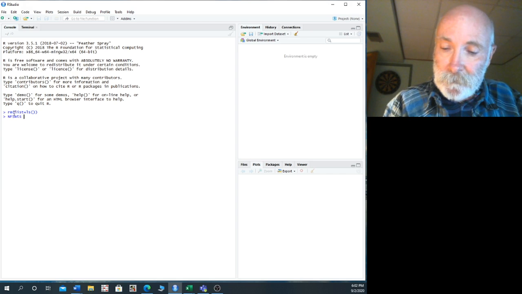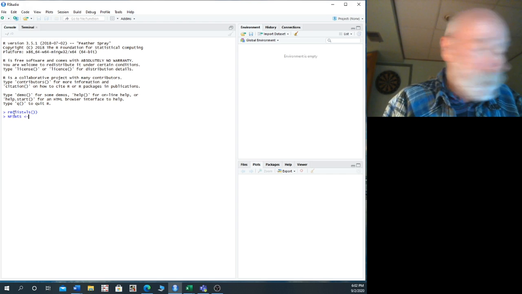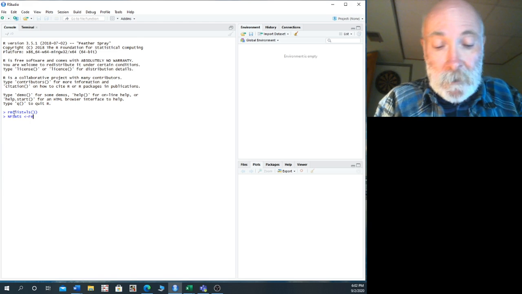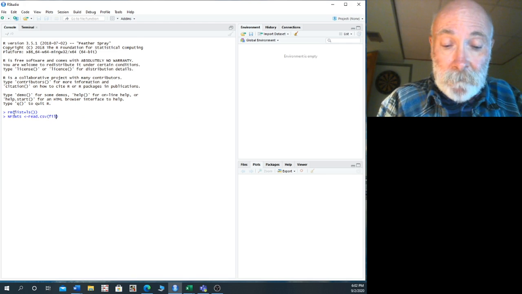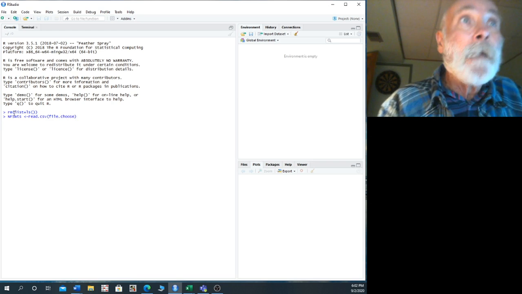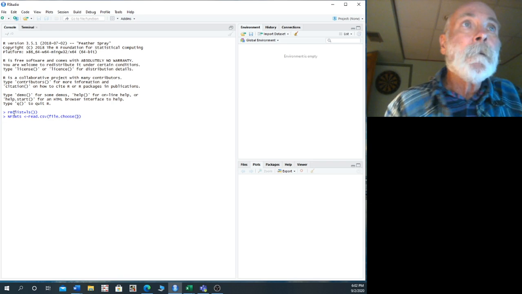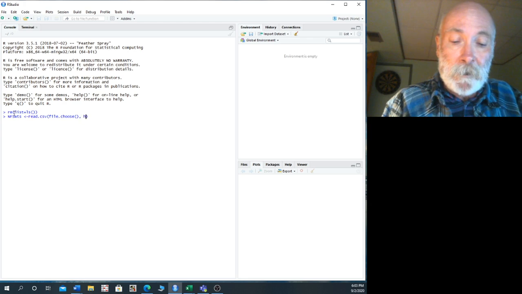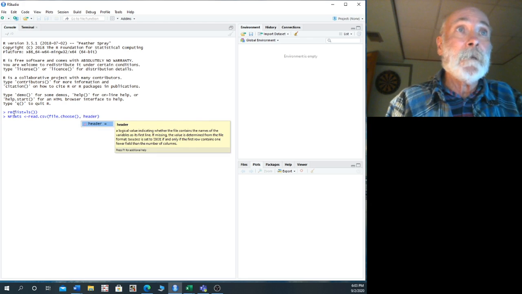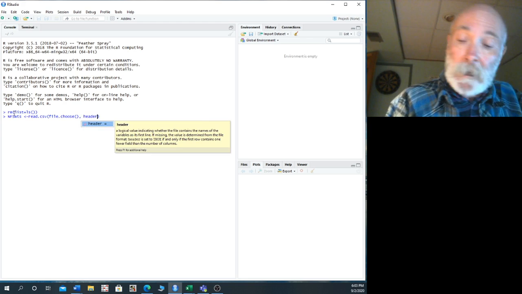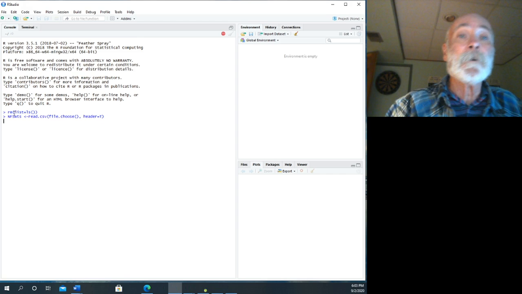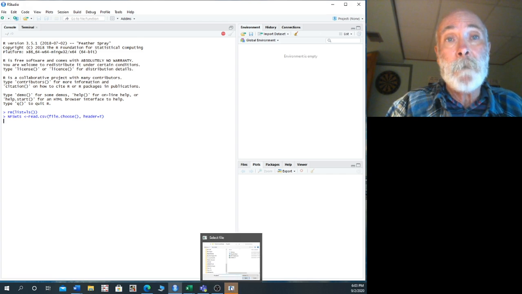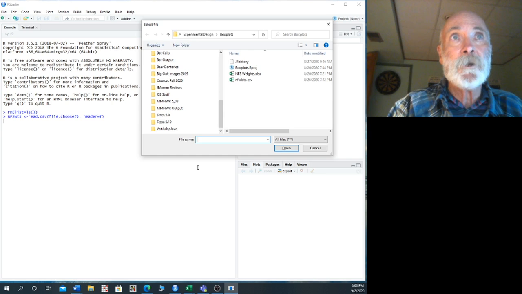The arrow, the less than symbol, I guess, followed by read.csv, and then file.choose, and then parentheses, and then comma header, because my data file does have a header. Header equals T. Okay, then I just have to hit enter. And now a dialog box has opened up behind the screen. So let's open that up.